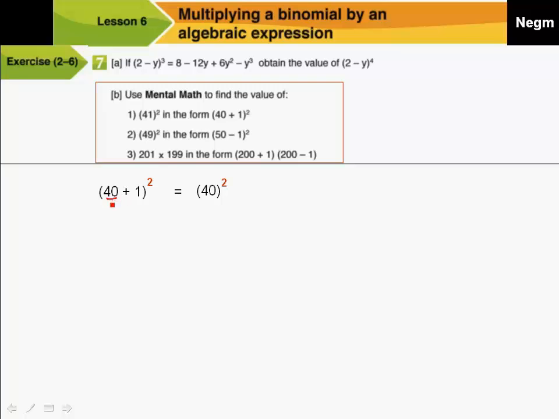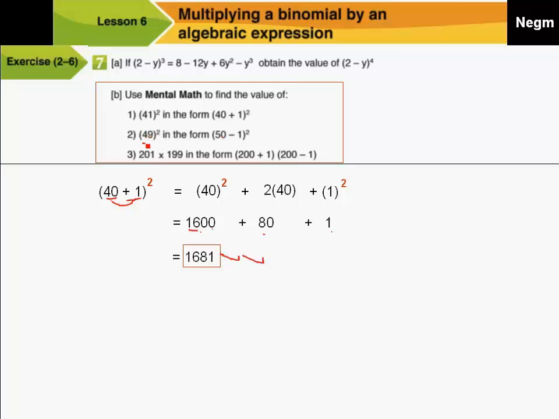So this will be equal to 40 squared plus 40 times 1 is 40 times 2. It will be 2 times 40. And here plus 1 times plus 1 is plus 1 to power 2. Using the calculator, or we'll have 2 zeros, and 4 times 4 is 16, plus 2 times 40 is 80, 1 to power 2 is 1. This equals 1681. It is very, very easy.